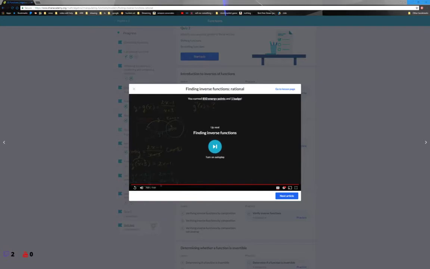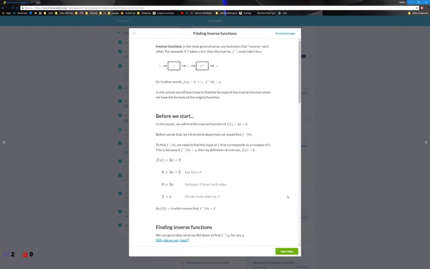All right, and now we move on to the article. So here we go. Inverse functions, in the most general sense, are functions that reverse each other. For example, if f takes a to b, then the inverse, f inverse, must take b to a. As you can see in this graph, you take a, put it into f, you get b, put b into f inverse, and you get a.